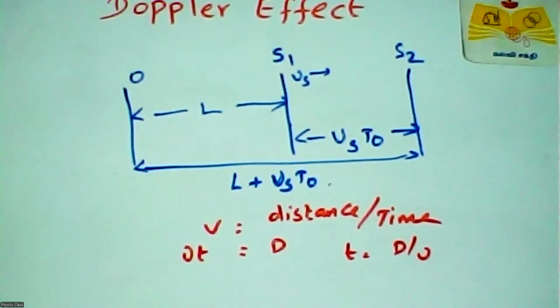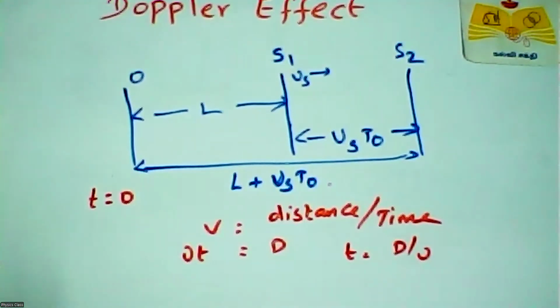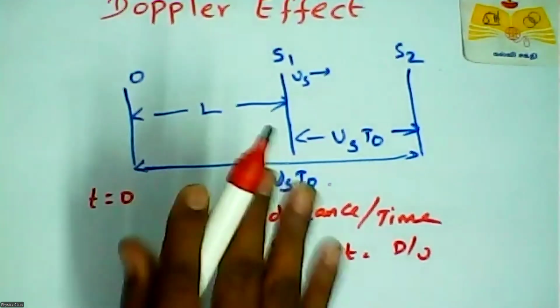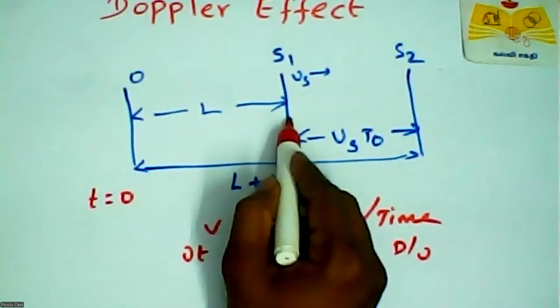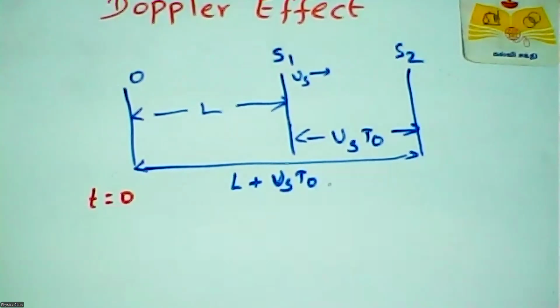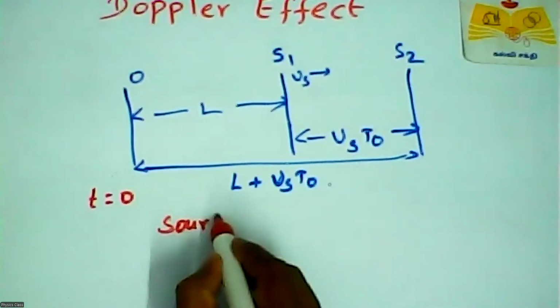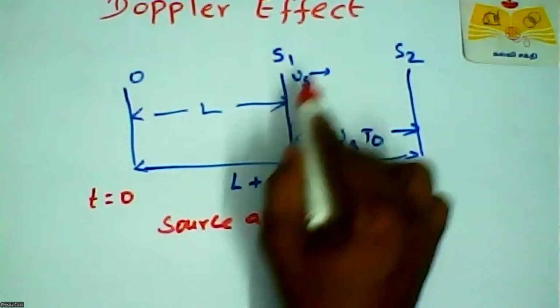Okay, right. So as shown in the figure, at time equal to T naught. What is the meaning of T equal to 0? That means T equal to 0 is the initial position, initial time. So at initial time, time is 0, and the source is at rest here. So at time equal to 0, the source is at S1. Okay, clear? After some time, that source moves to some other position.